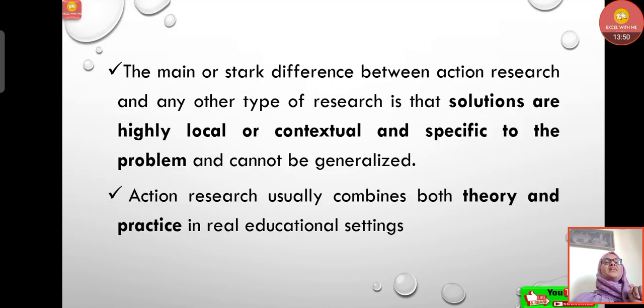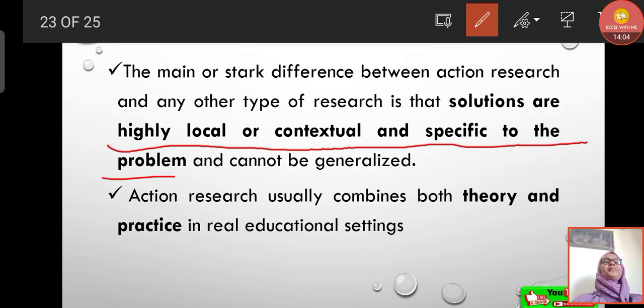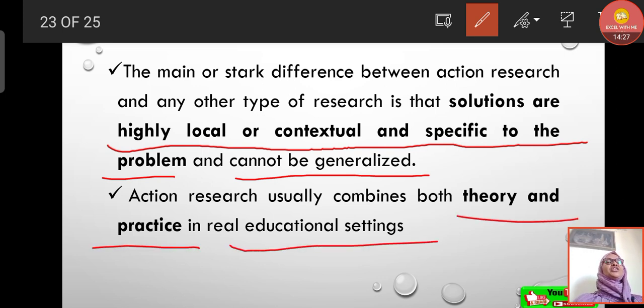So the main or stark difference between action research and any other type of research is that solutions are highly local or contextual and specific to the problem and cannot be generalized. We have to remember this statement here. Solutions we find out in other researches also, but here highly local or specific related to the context and cannot be generalized. Now action research usually combines both theory and practice in real educational settings.